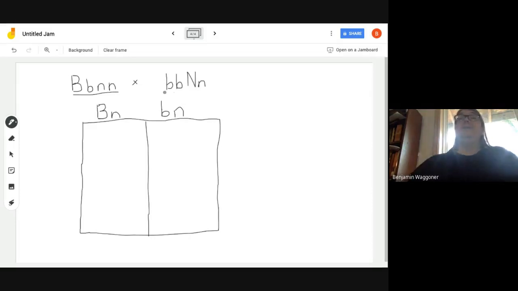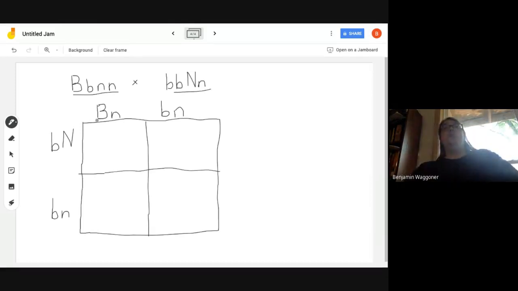This parent, you can figure this out with the FOIL method if you want to, but this one really can only pass on 2 combinations, a little b and a big N, or a little b and a little n. So we really only have a 2 by 2 Punnett square.